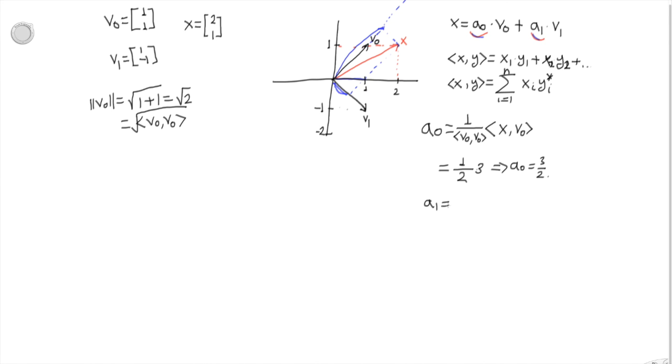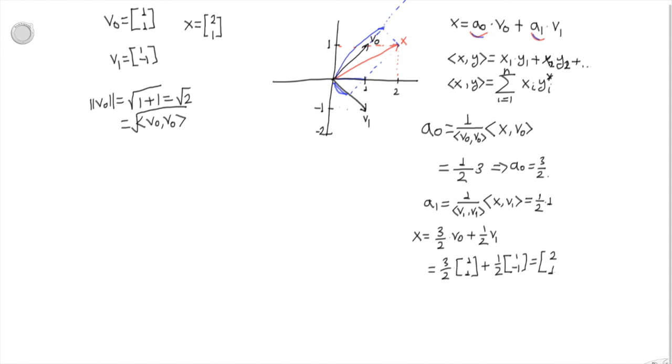Similarly, you can calculate the other coefficient, which is going to be 1 over the dot product of v1 with itself, times the projection of x onto v1. So this is 2 times 1 plus 1 times minus 1, so it's going to be 2 minus 1. And now, just as a sanity check, let's see if this works. 3 over 2 times the vector (1, 1), which is indeed the vector x that we have here.